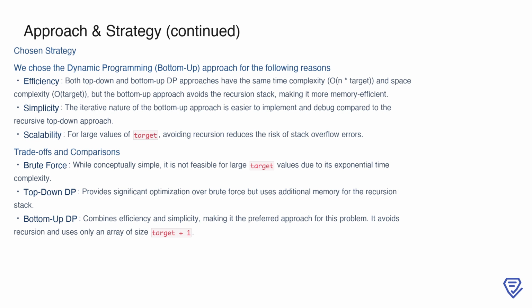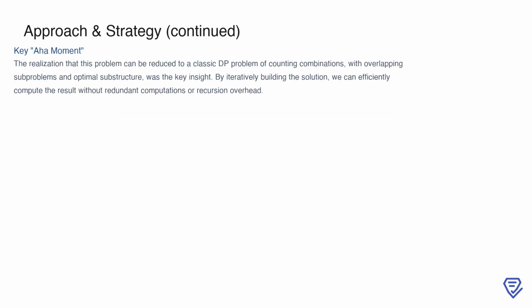this problem. The key insight, or aha moment, for this problem was recognizing that it could be framed as a classic dynamic programming problem involving the counting of combinations. This realization allowed us to leverage the problem's overlapping subproblems and optimal substructure properties.